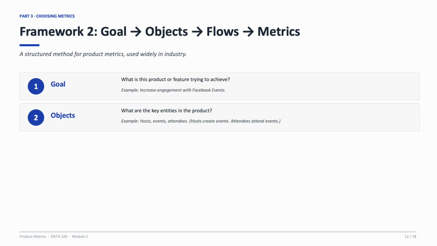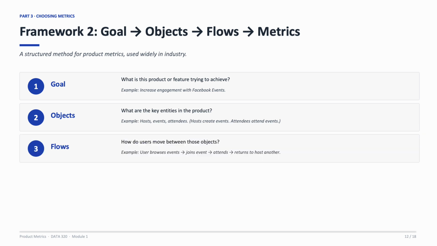Step 2, this is the underappreciated step, identifying the objects. Every product is fundamentally a collection of nouns and the relationships between them. Host, events, attendees, driver, rider, rides, buyer, seller, listing. Once you can name the objects, the metrics fall out naturally.